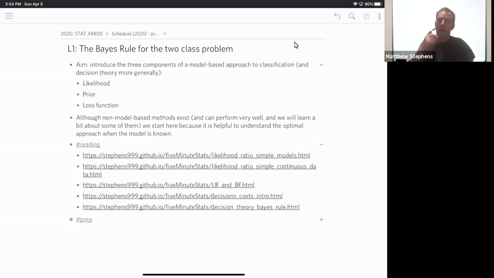So you can see you've got to start thinking about problems, trying to think about, well, which part's the model, which part's the prior information, and which parts are related to the costs or losses of making particular mistakes. Okay, so that's a high level view, and now we're going to look in more detail at these three different components.